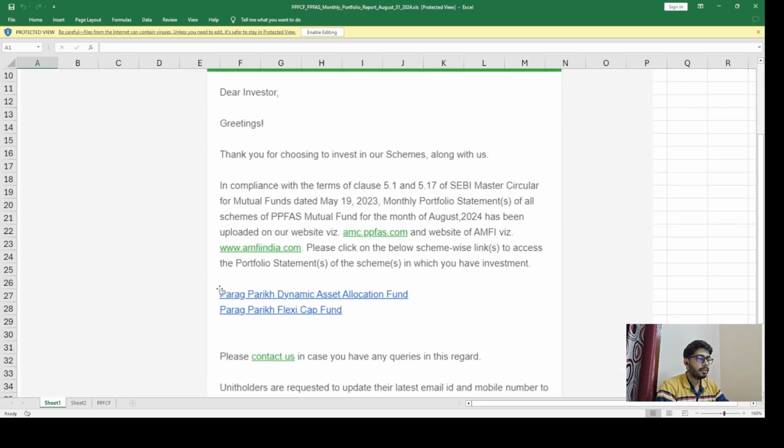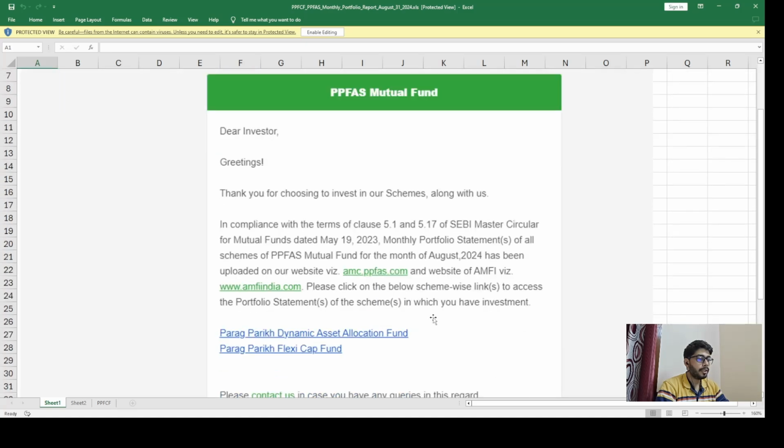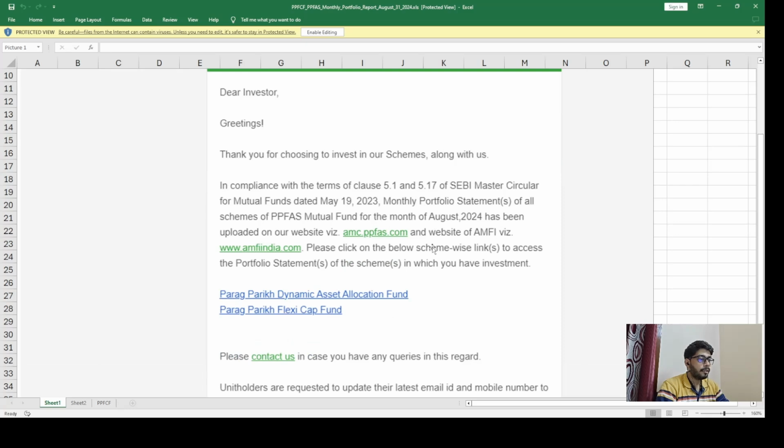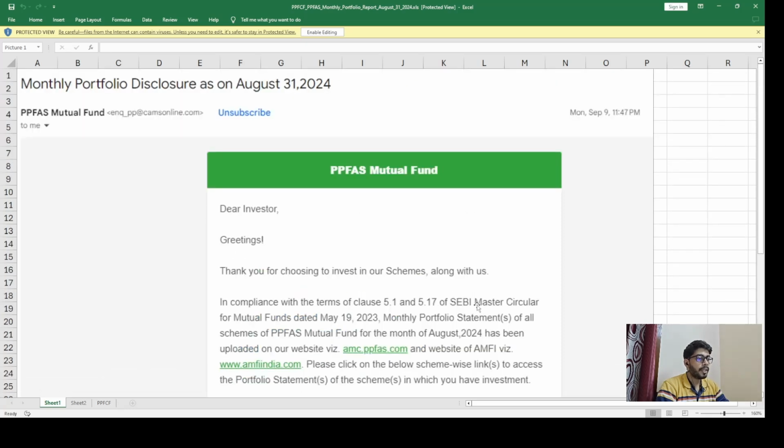So here you can see there are two links given. These are the two mutual funds into which I am invested. If you are owning one or more mutual funds from the same fund house, you will get a statement with different links like this. This is usually sent on the 9th or 10th of every month, as you can see from the date here, and it will have a title called portfolio disclosure in it. So you can search on these portfolio disclosure keywords in your email, and you will get all the emails of a similar format from your AMCs.